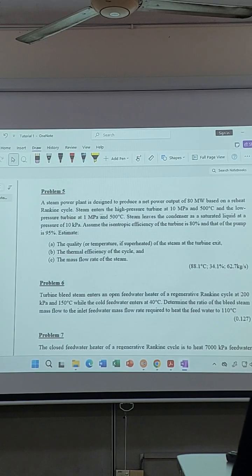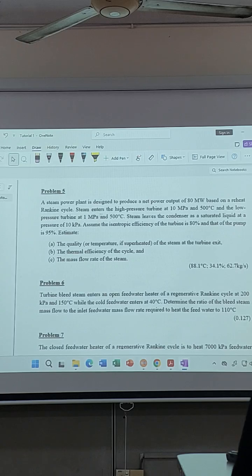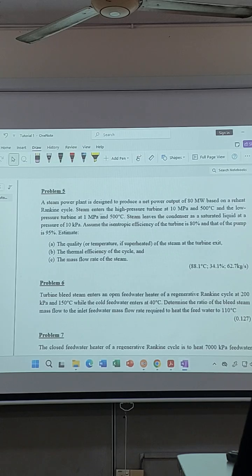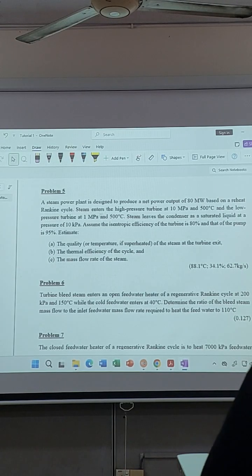Which is why the question says, if it is a saturated mixture, you give the quality. If it is a superheated state, then you give the temperature. If it is saturated vapor, then it is saturated vapor. That's the question. So now we need to solve this first.